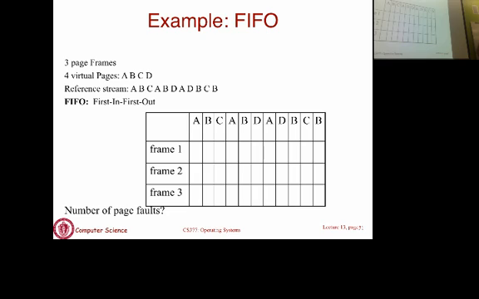So we have frame 1, frame 2, frame 3, and the access pattern. So this is how the instructions are executing, and that's the memory access pattern. So first instruction accesses A. So you have to ask, is that a page fault or not a page fault?